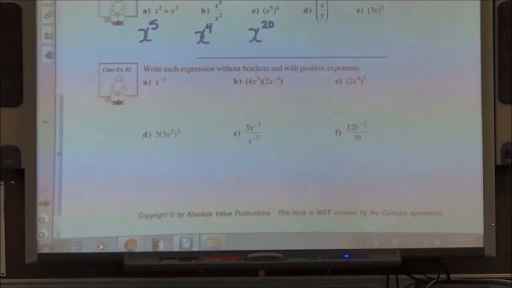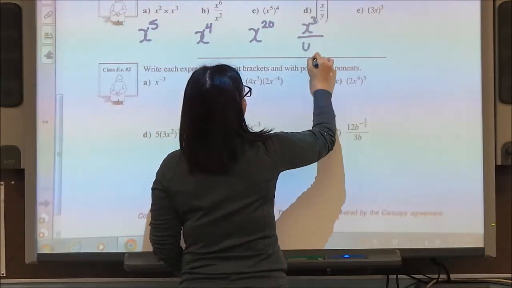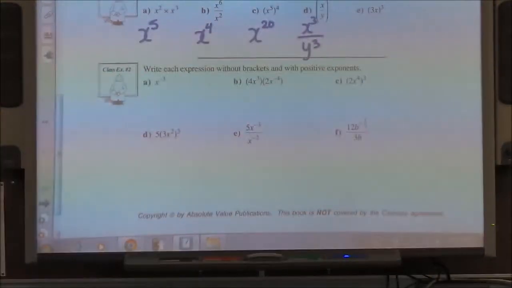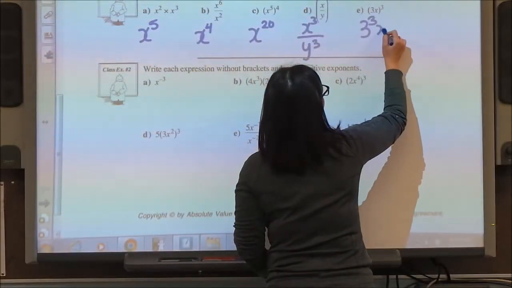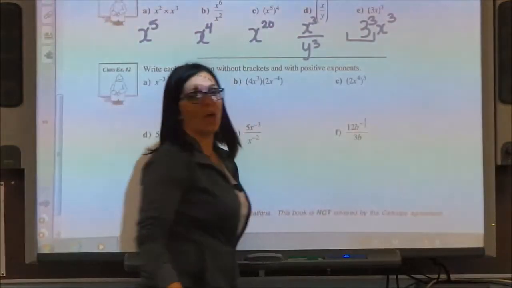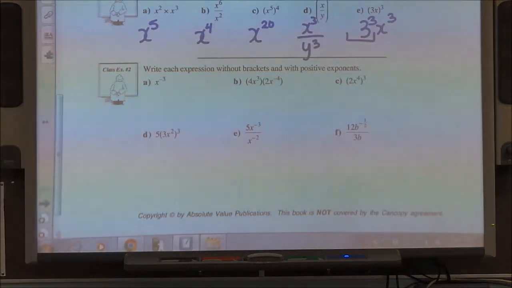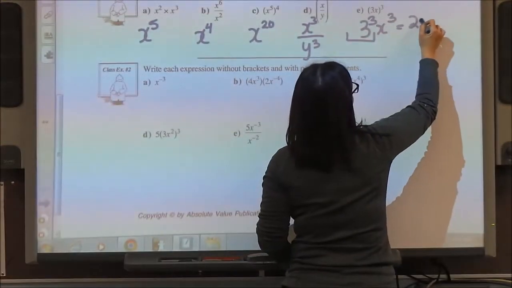And if I have x over y to the power of 3, x to the power of 3 over y to the power of 3. Yep. And if I have 3x to the power of 3, 3 to the power of 3 and x to the power of 3. Okay, with this, I would simplify that. So what is 3 to the power of 3? 27x to the power of 3. So 27x cubed.